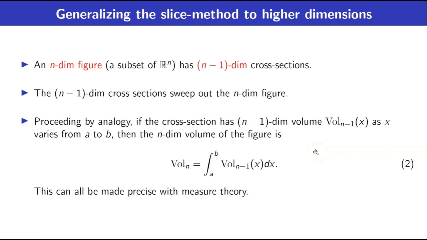We're set to generalize the slice method to higher dimensions. An n-dimensional figure, which is just a subset of R^n, has n-1 dimensional cross-sections, just like a three-dimensional figure has two-dimensional cross-sections. These n-1 dimensional cross-sections sweep out the n-dimensional figure. Proceeding by analogy, if the cross-section has n-1 dimensional volume depending on x, which we write as vol sub n-1 of x, then the n-dimensional volume of the figure is simply the integral of this n-1 dimensional volume. I'm being a bit fuzzy on the nitty-gritty details, but all of this can be made completely precise with measure theory.